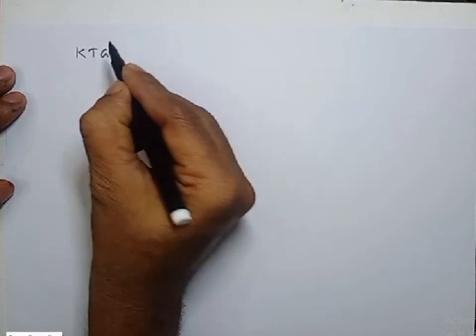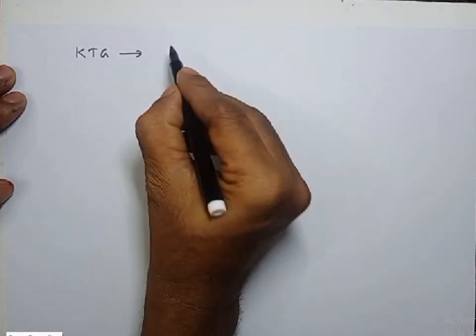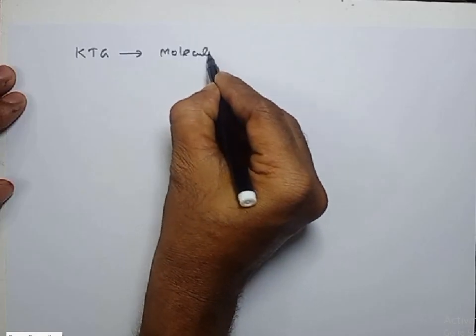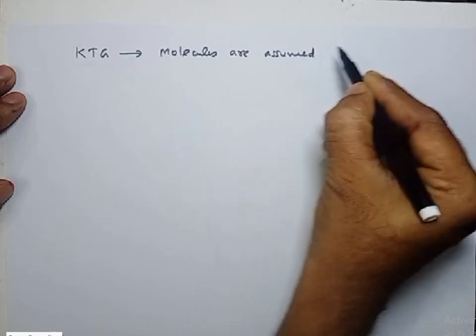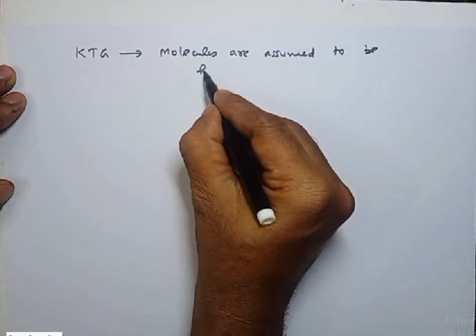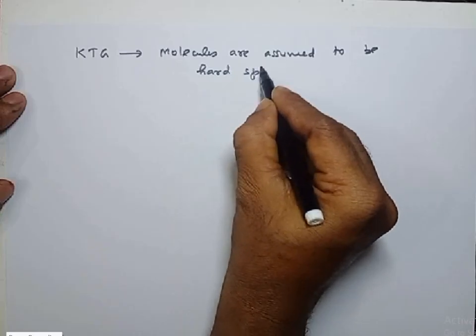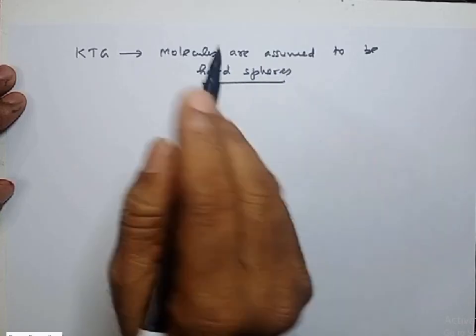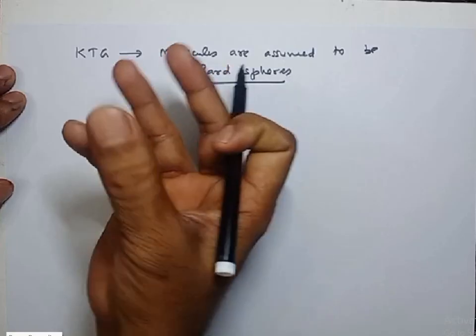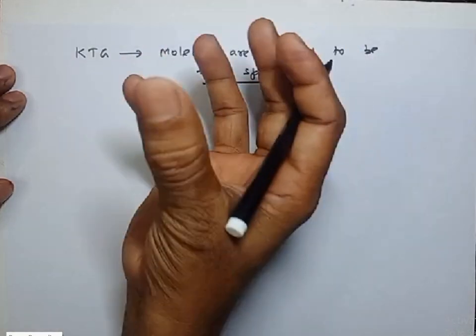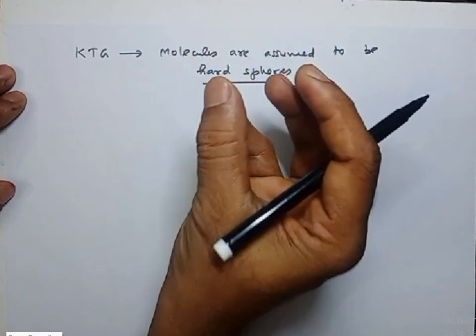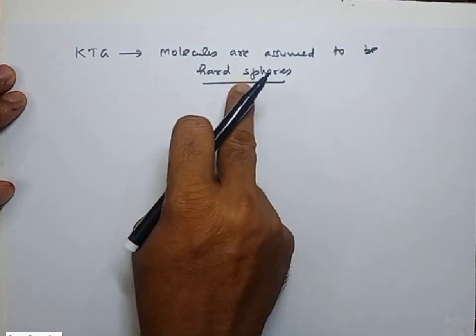Then in the kinetic theory of gases, molecules are assumed to be hard spheres. Meaning the molecule may have a tetrahedral structure or octahedral structure, but don't worry about the full structure of the molecule. Assume the molecule as a hard sphere. That's all.